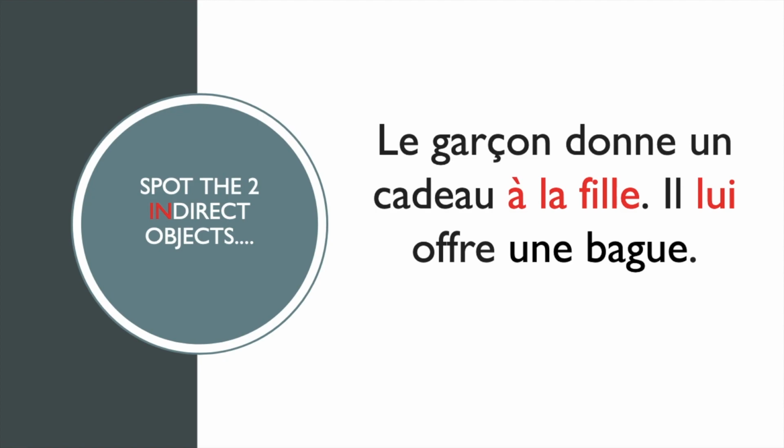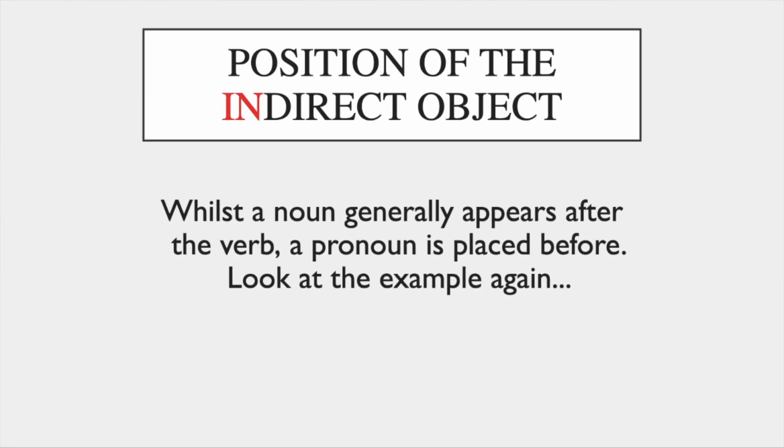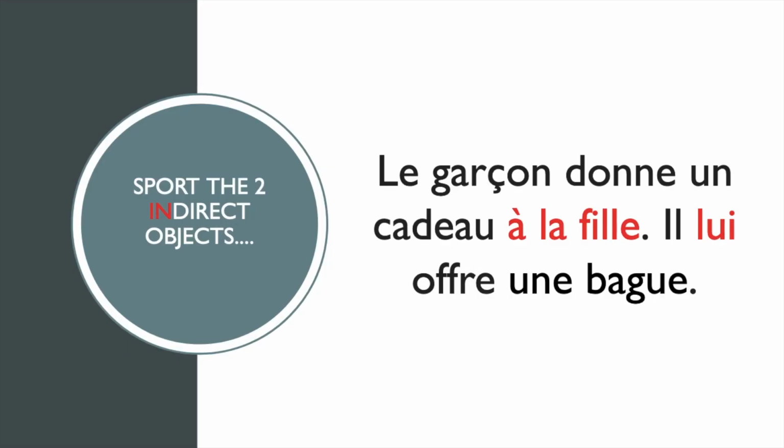Whilst a noun generally appears after the verb, a pronoun is placed before the verb. Look at this example again. Le garçon donne un cadeau à la fille. Donne is the verb. In fact, we have a direct object, un cadeau, and à la fille is the indirect object. Il lui offre une bague. He offers her a ring. Her, which is lui here, appears before the verb.